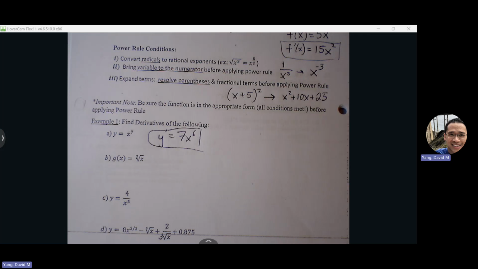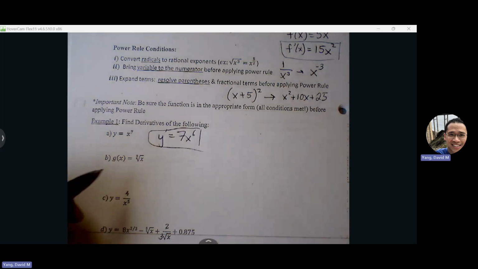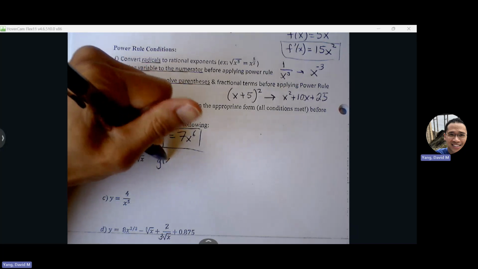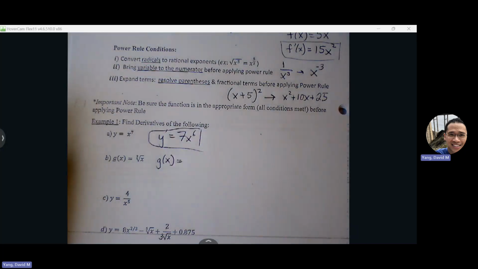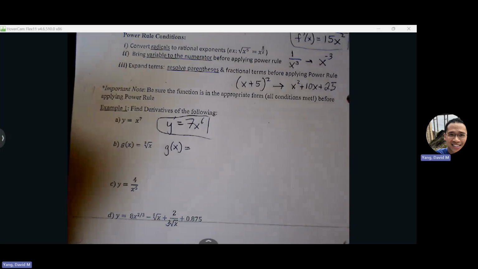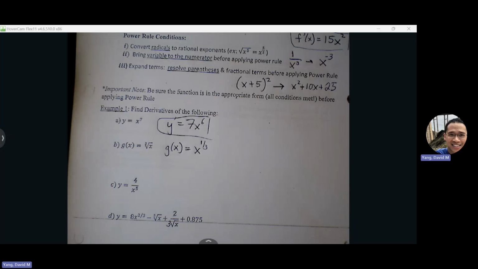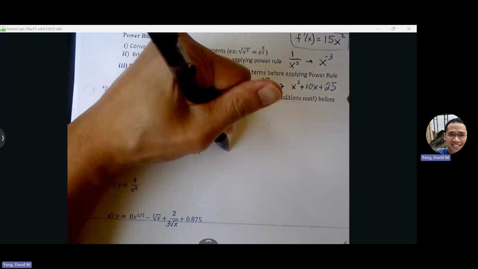Okay, part B, cube root of x. We want to do power rule to find the derivative, but first we have to rewrite the function. So cube root of x can be rewritten as what? Good, x to the 1/3. And now that we have x to the 1/3, everything is ready to go. So now let's do g prime.